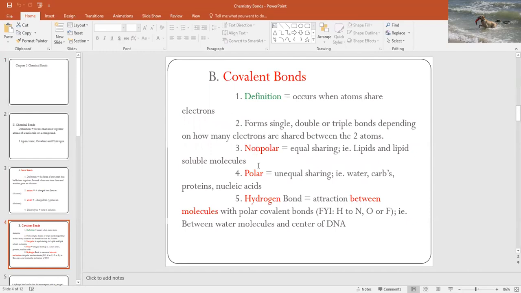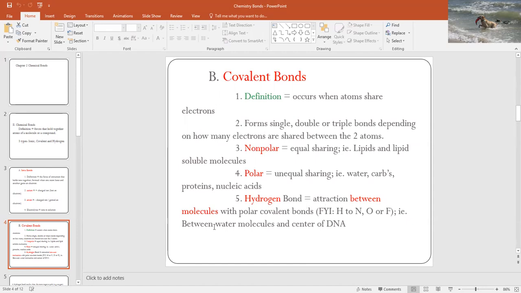Covalent bonds can either be non-polar or polar. It occurs when atoms share electrons, right? Non-polar covalent bonding means equal sharing of electrons. That occurs in lipids and lipid-soluble molecules like cholesterols and things like that. Polar covalent molecules have unequal sharing of the electrons. Water, carbohydrates, proteins, nucleic acids, any of the building blocks, our macromolecules or intermediate products are found there.